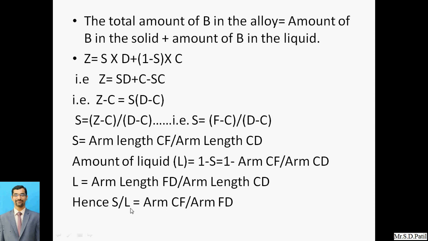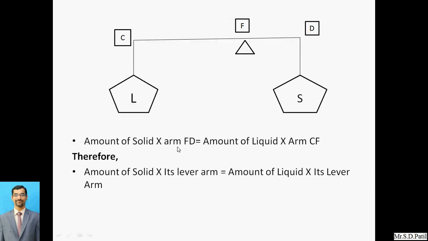Only we are just changing the terms. This is just simple mathematics. When this denominator factor goes to this side, it will be in the numerator. This denominator factor, when it comes to this side, will again be in the numerator. So S into arm FD, L into arm CF. So therefore, the amount of solid, what is that? Arm FD, that is nothing but its lever arm. For the solid, what is the lever arm? That is FD is the lever arm.